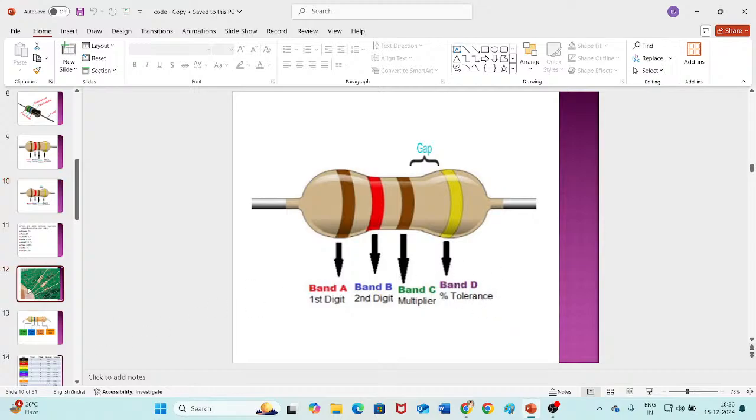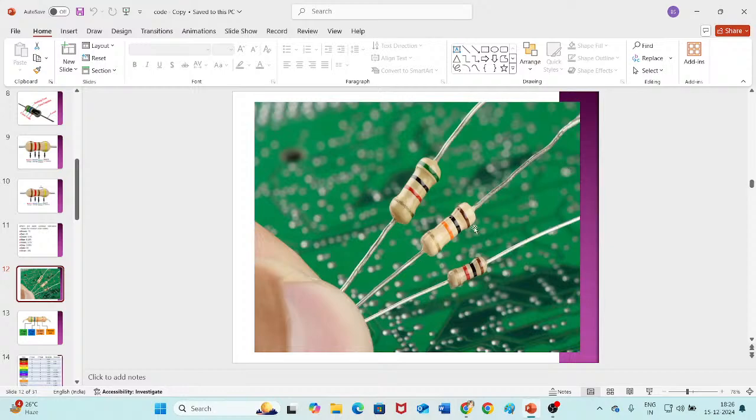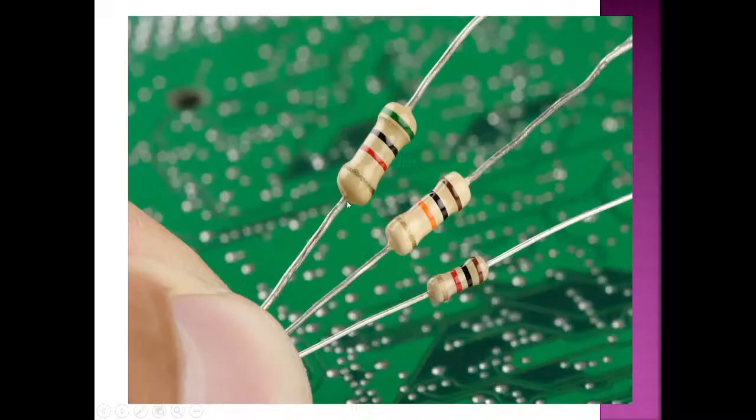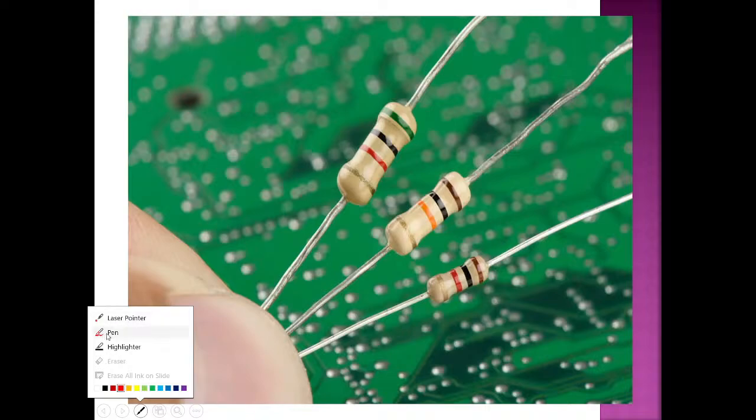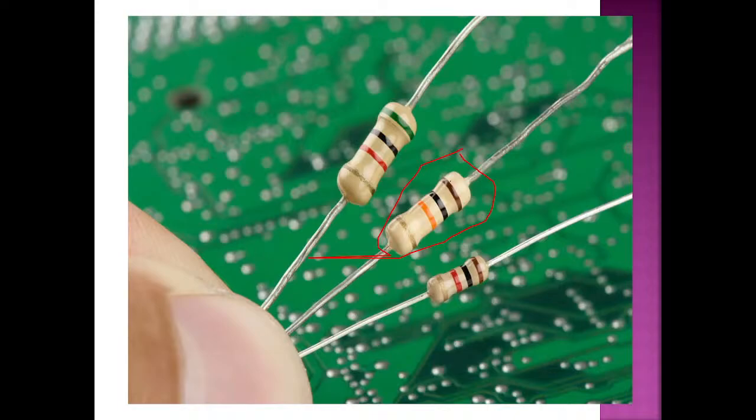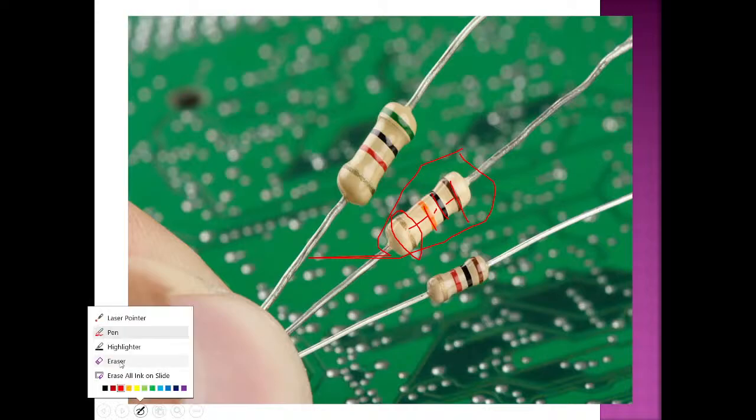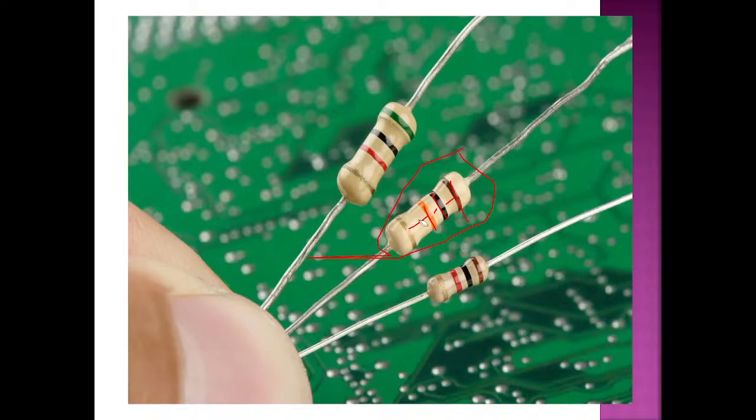So always whenever you take the resistors in your hand, you just observe here in this image, this brown, black and orange. The gap is very small, whereas the gap between this orange and this gold color band is much more. That means this gold is our tolerance band.